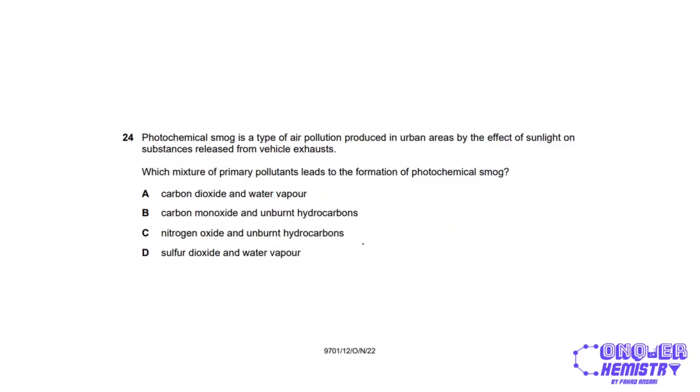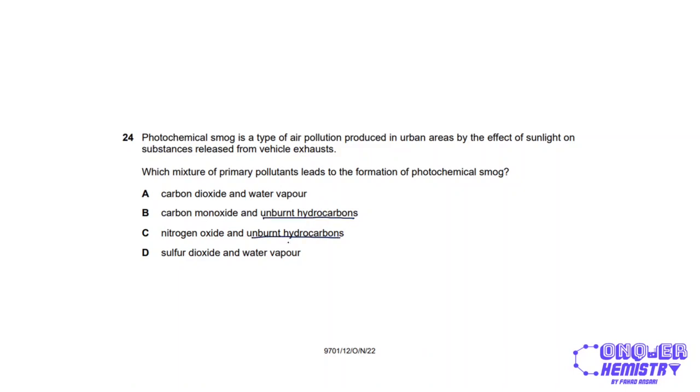So photochemical smog is a type of air pollution produced in urban areas by the effect of sunlight on substances released from vehicle exhausts. Which mixture of primary pollutants leads to the formation of photochemical smog? So questions on smog haven't come up very often in the past, but this is a very simple question. All right. So we definitely need unburned hydrocarbons.